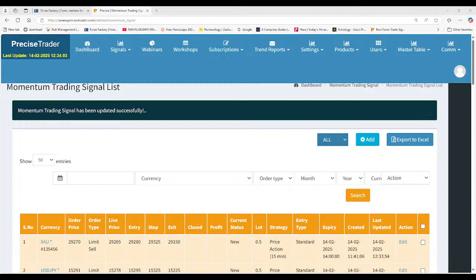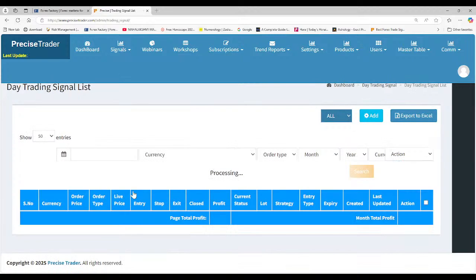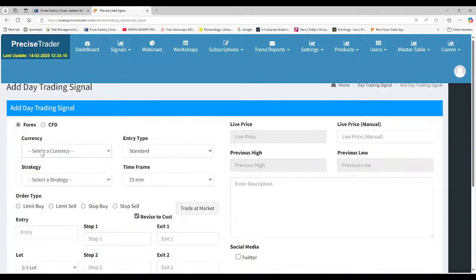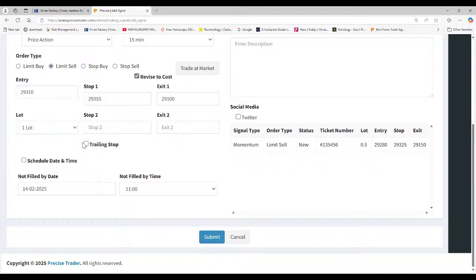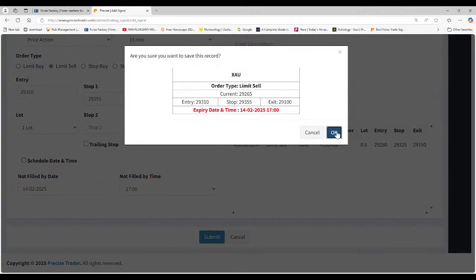2931, stop 35.5, and this one I think we can go for a lower target, which is 2910. This one I think we can go one lot, and this one we give it until 5 o'clock. So we are trying.